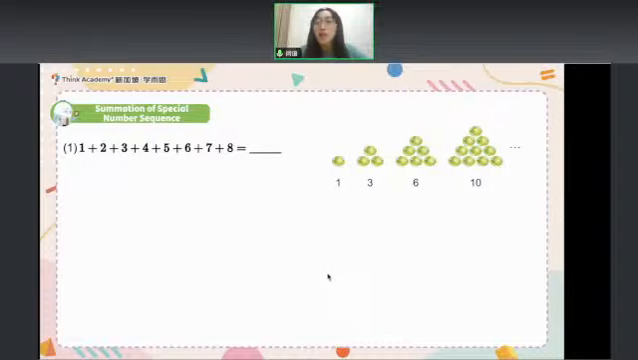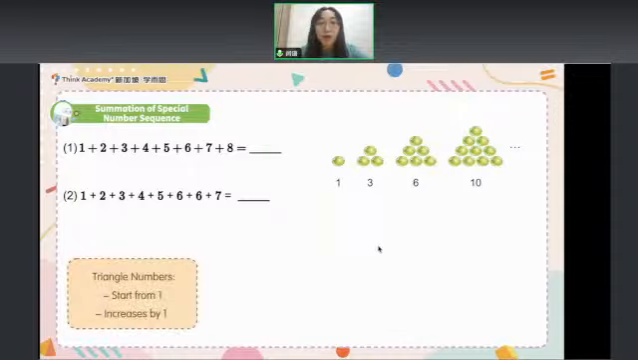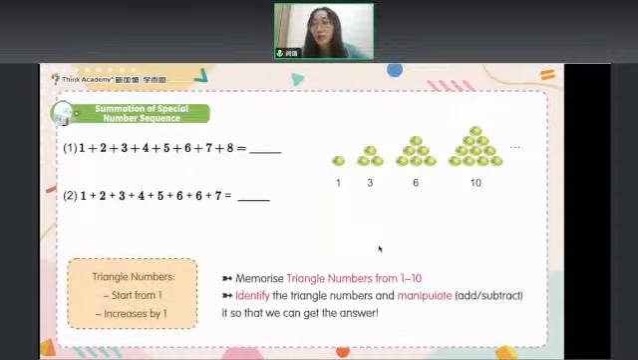So now, for such a number sequence, pay attention that it will be better for you to memorize the triangle numbers from 1 to 10. Like 1 plus 2, you will get a 3. 1 plus 2 plus 3, you will get a 6. 1 plus 2 plus 3 plus 4, you will get the 10. And then move on. Remember what is 1 plus 2 plus 3 plus 4 until plus 9 plus 10. Okay, try to memorize the conclusion.